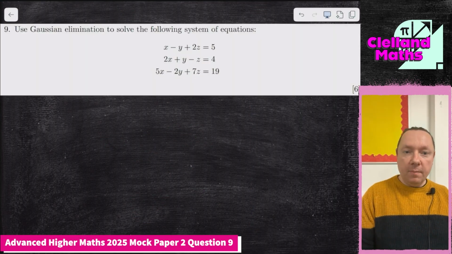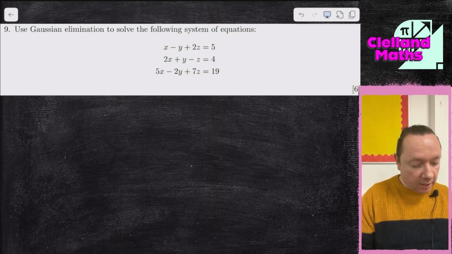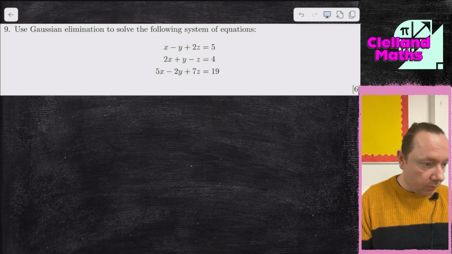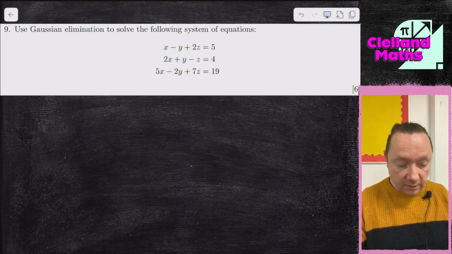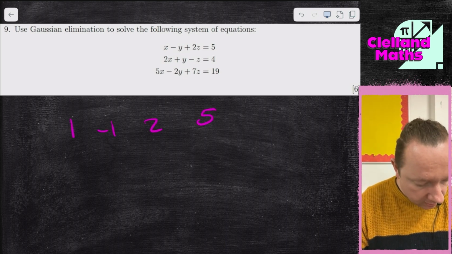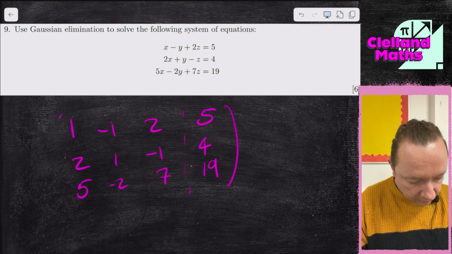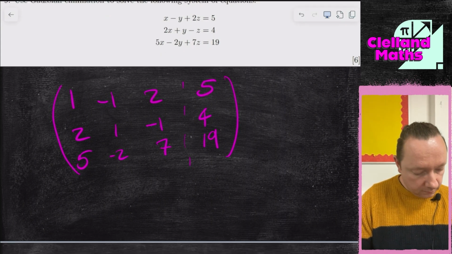Let's do Advanced Higher Maths 2025 Mock Paper 2 Question 9. Use Gaussian elimination to solve the following system of equations. Okay, let's just try and set this up then. So you've got 1, minus 1, 2 and 5; 2, 1, minus 1 and 4; 5, minus 2, 7 and 19. Okay, so we need to solve that.